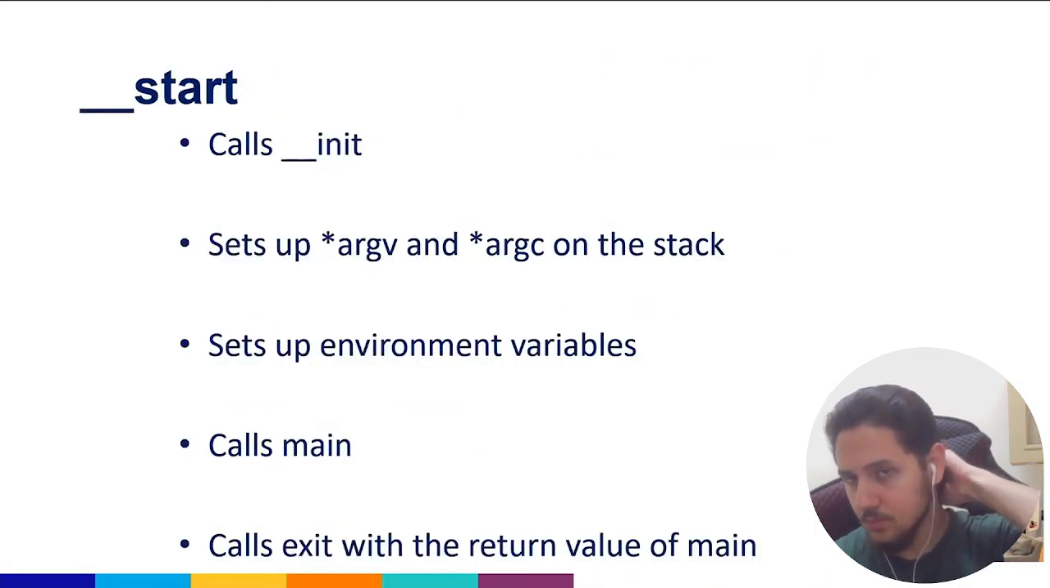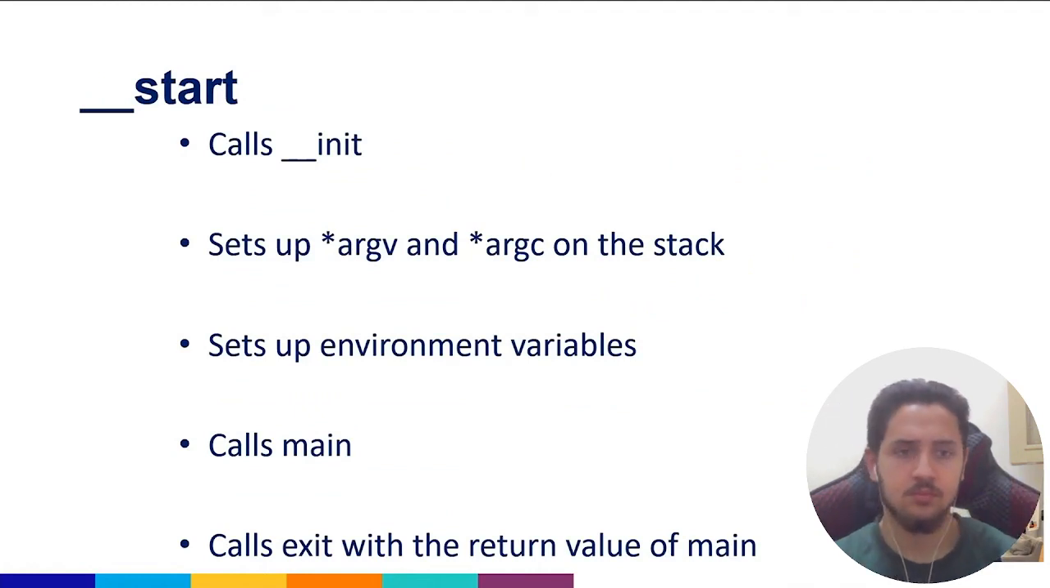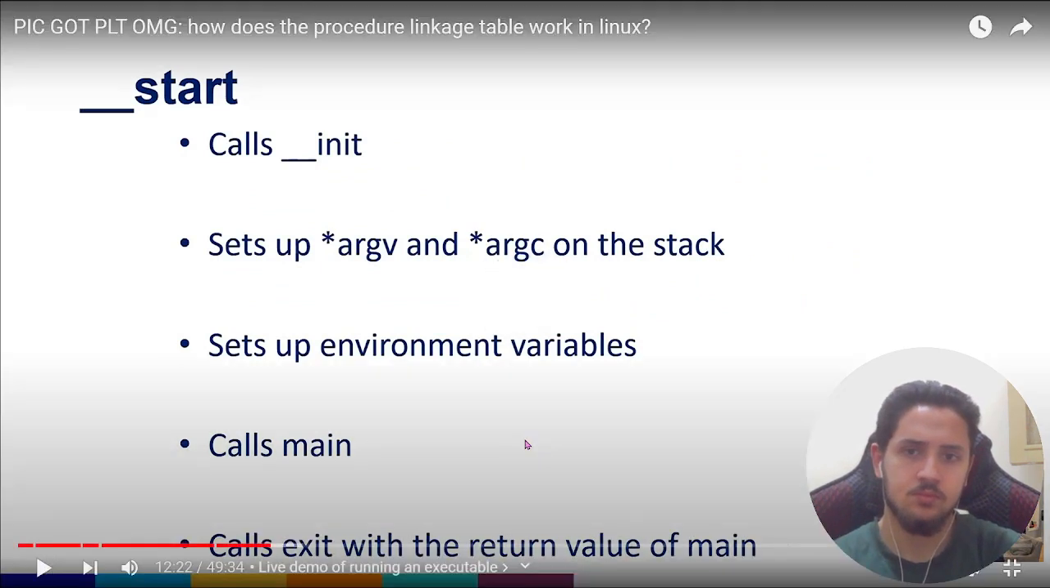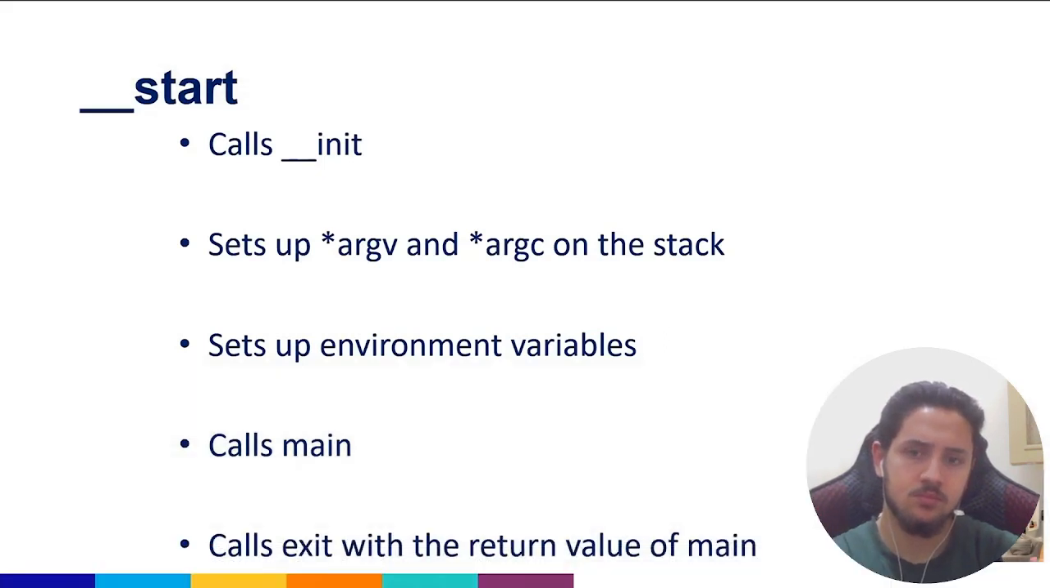So a few other specific things that libc start main will do is it's going to set up argc and argv on the stack. It's going to set up the environment variables. And then it's going to call main. It's going to take that return value of main and send it back to the shell or whatever the parent process was that created this new program, usually the shell.